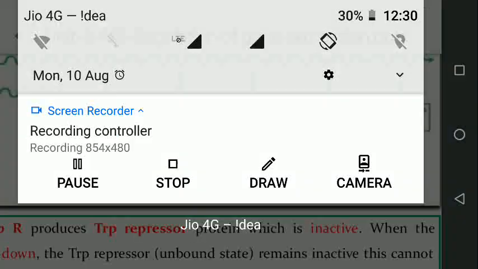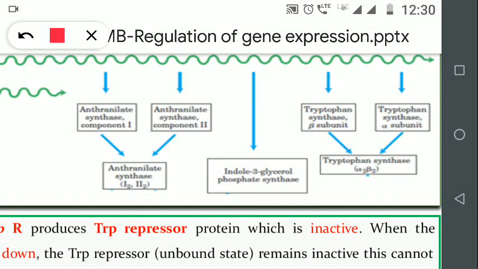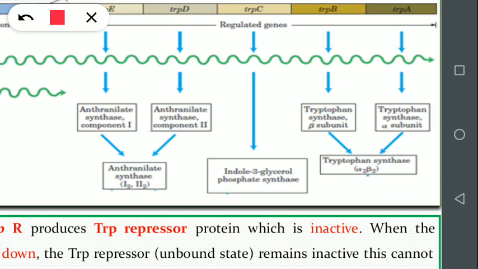So we have three enzyme activities from 5 different polypeptide chains. First one is anthranilate synthase, which contains two component ones and two component twos. Second one is indole 3 glycerol phosphate synthase, and third one is tryptophan synthase, which contains alpha 2 and beta 2 subunit composition.